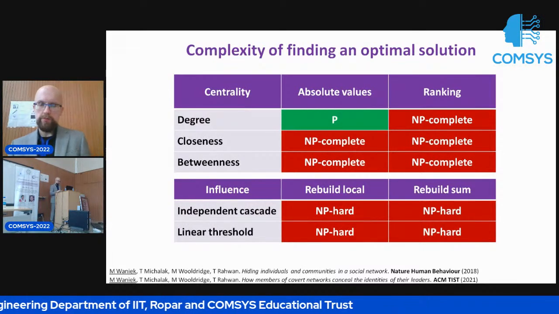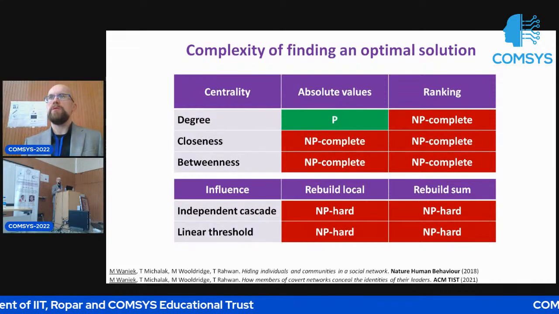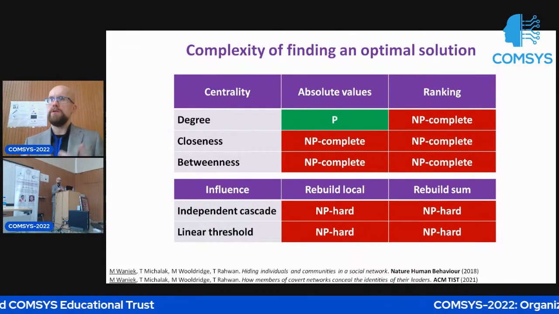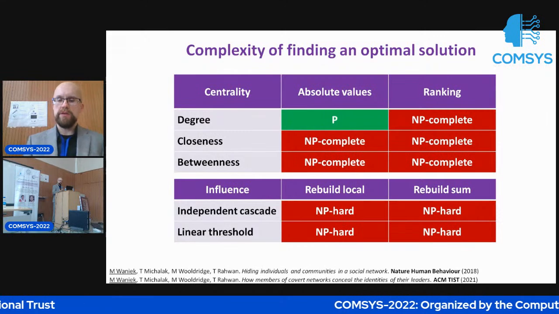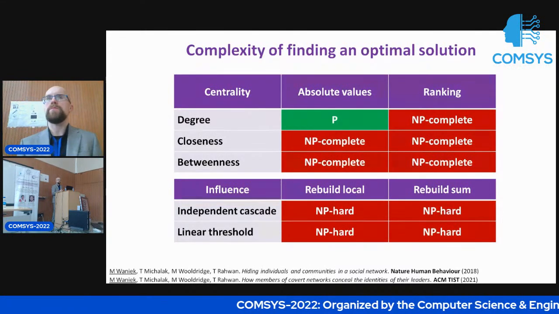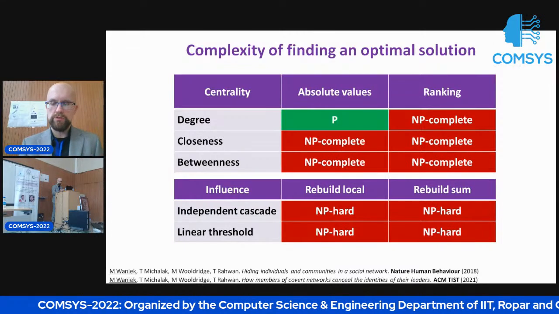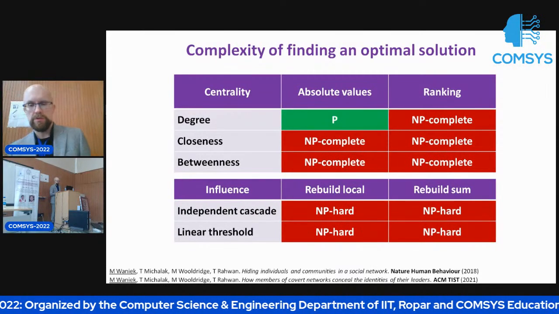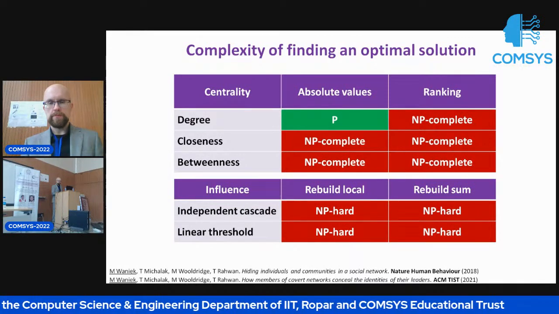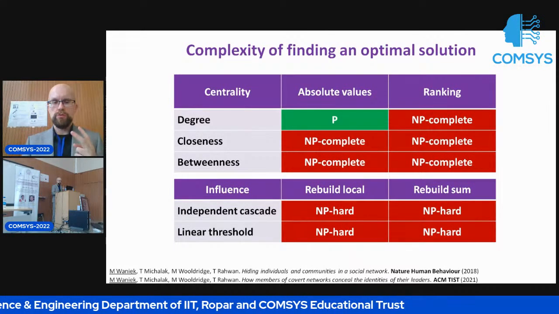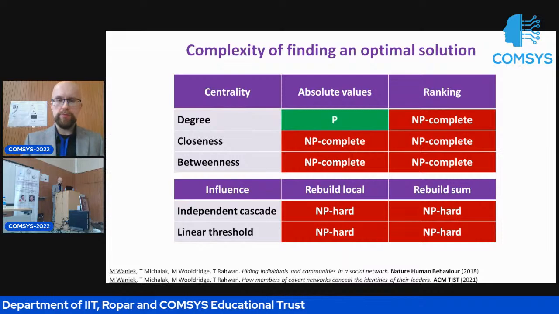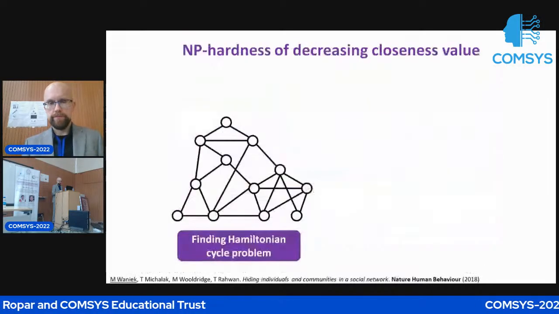What is more, when we take a look at the problem of rebuilding influence after removing centrality, this is also a very hard problem. These are NP-hard problems. So we cannot find a reasonable solution in reasonable time for these problems in most cases. I will now show two examples of how we proved this type of result.